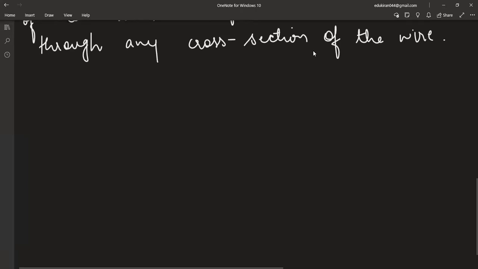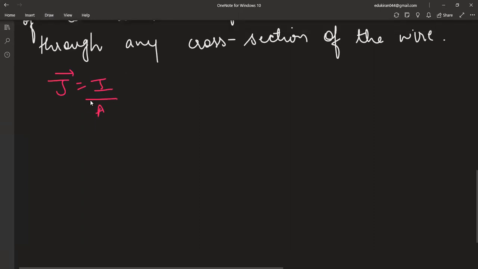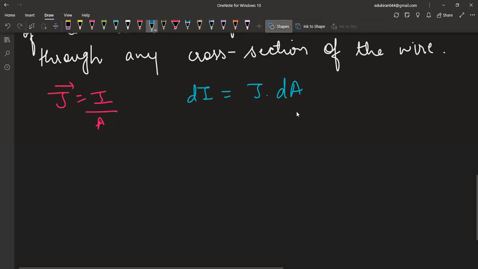Whenever current is involved and you see current is divided by area, always use this formula. Remember, we have done current density J is equal to current per unit area. In such cases, we have to find out current. So let's take a small section, dI is equal to J dot dA. This is how we find it, because we require it through surface area. Let me show you a figure.